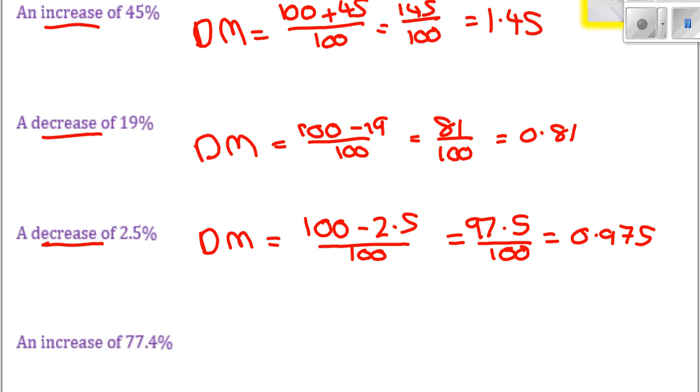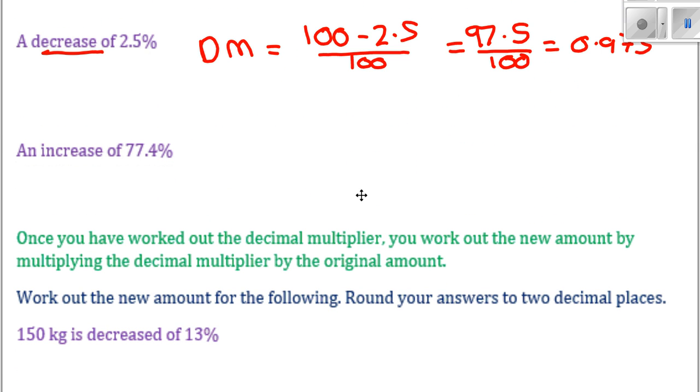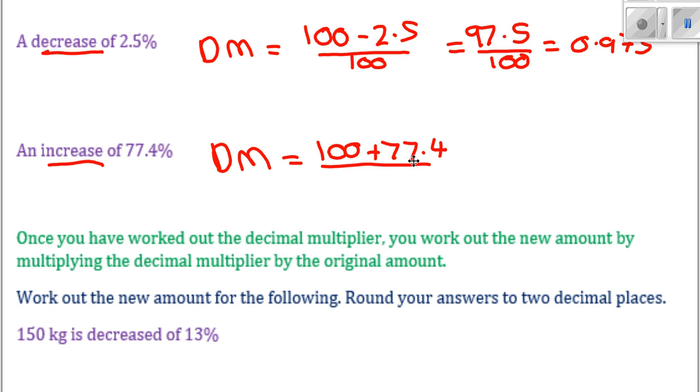Next one is an increase. It's an increase, so instead of subtracting in our decimal multiplier, we need to add. Equals 177.4, equals 1.774.